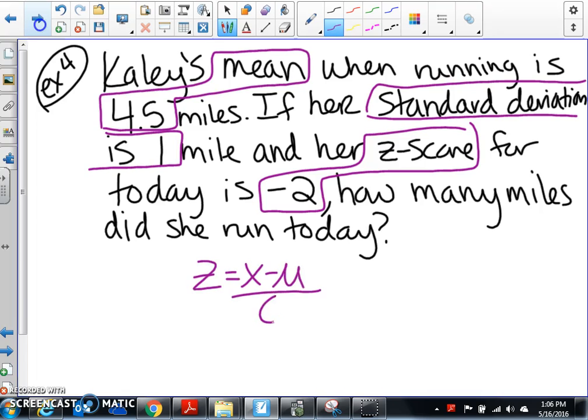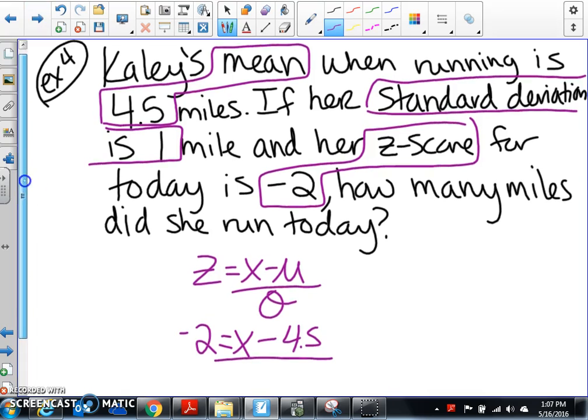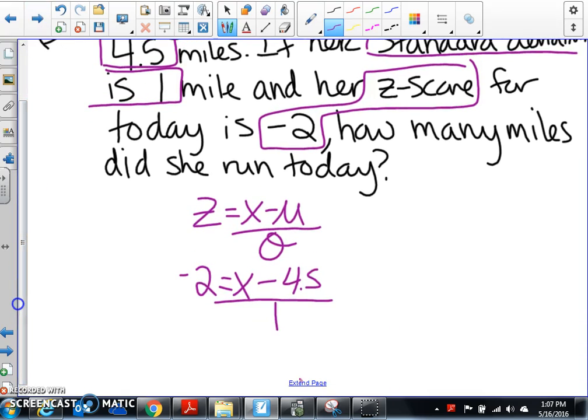Start by writing our formula. The z-score is a negative 2. We don't know how many miles she's run. The mean is 4.5, and that's all over the standard deviation, which is 1.